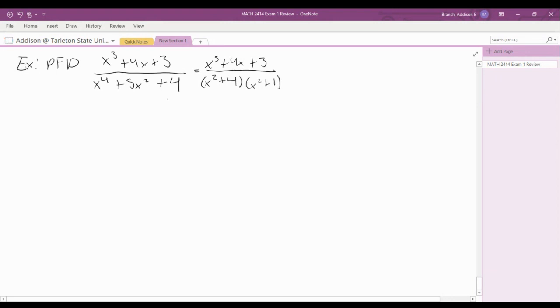So if you have something weird where it looks like a normal quadratic, but even if the powers are a little bit different, you can still try to play with it and see if it can factor out to something you can work with. So looking at this, neither x squared plus 4 or x squared plus 1 are going to be able to factor out. So we can say from here that we have ax plus b over x squared plus 4 plus cx plus d over x squared plus 1.